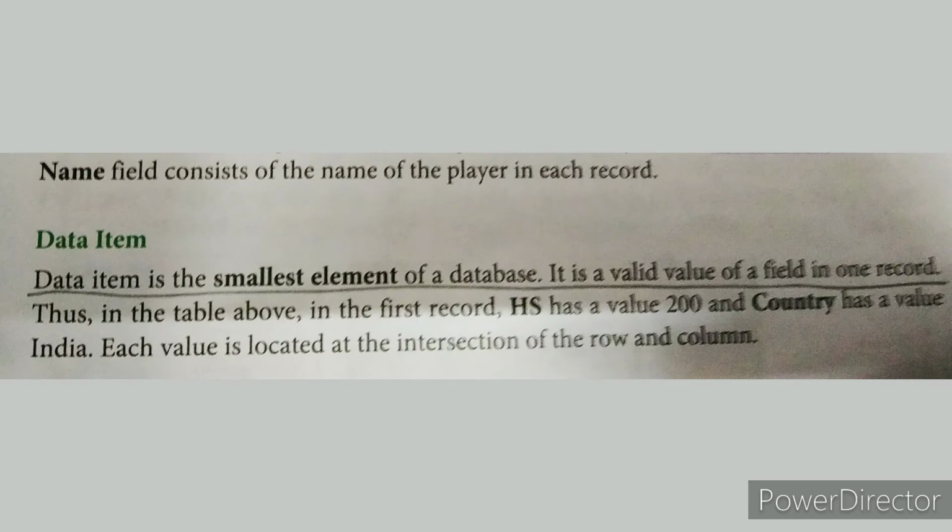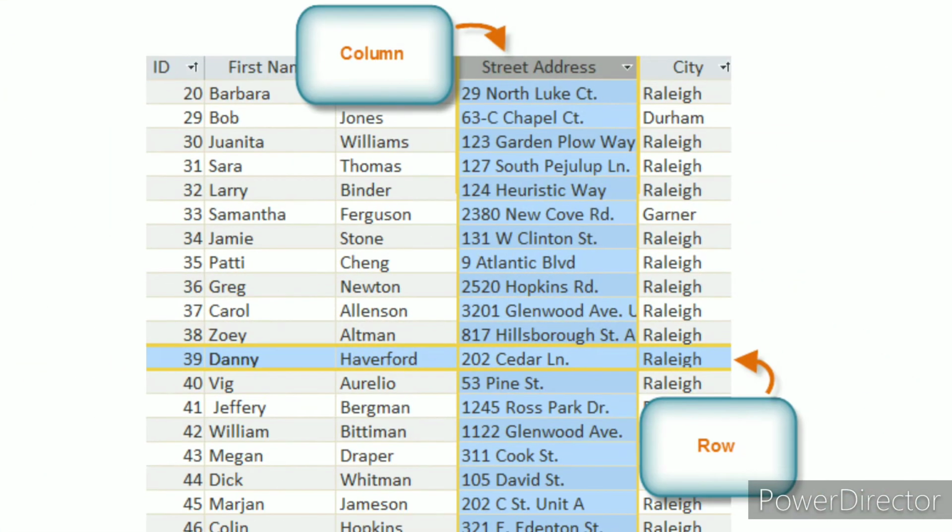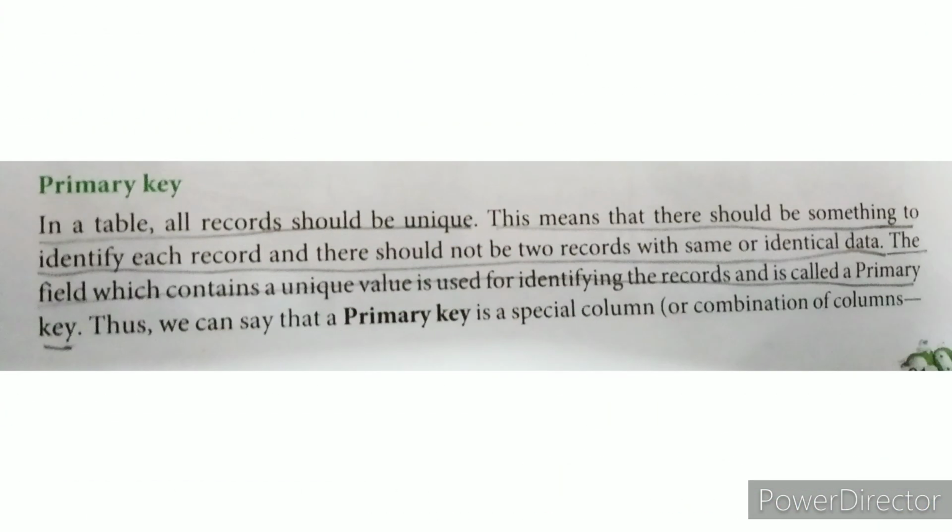Data item. It is the smallest element of a database. It is a valid value of a field in one record. Each value is located at the intersection of the row and column.